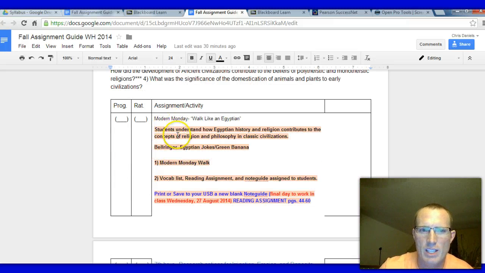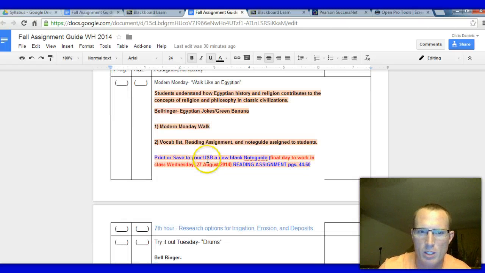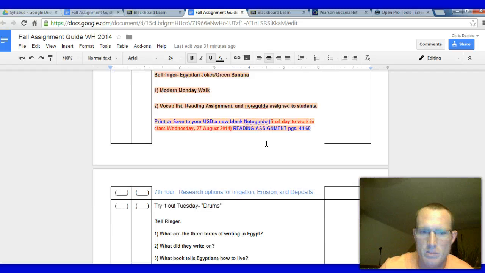As we look at Monday, we're going to have some Egyptian jokes and a read aloud about culture called Green Banana. We'll do our Modern Monday walk, which will be hopefully on the video here pretty quick. And then the vocab list is on the website. Reading assignment is pages 44 through 60. We'll talk about that in the textbook. And then your note guide is also underneath Monday. There will be copies available on the counter when you come on in, so go ahead and grab one of those.